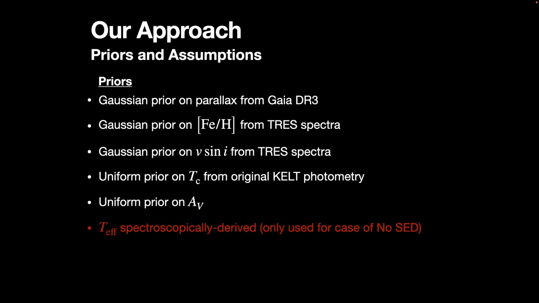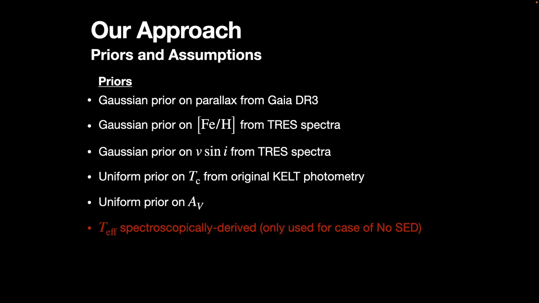A bit more nuts and bolts just about these analyses. We didn't do anything too crazy in terms of our priors. We just enforced some Gaussian priors on our parallax from Gaia, our metallicity, our rotation velocity, as well as some uniform priors on the time of inferior conjunction that actually takes advantage of the long baseline of photometry we have from the original KELT survey. Otherwise, none of the KELT photometry was used.